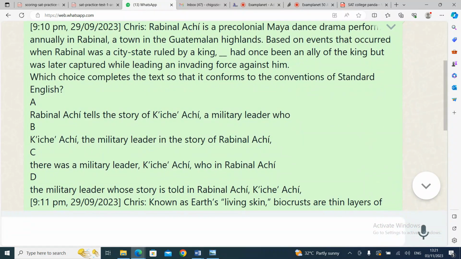So let's deal with the first question we have on this copy now. Someone should read this out: Rabina Achi is a pre-colonial Maya dance. Determine what the subject of the modifying phrase is. When you see the modifying phrase, identify that too. Who is going?